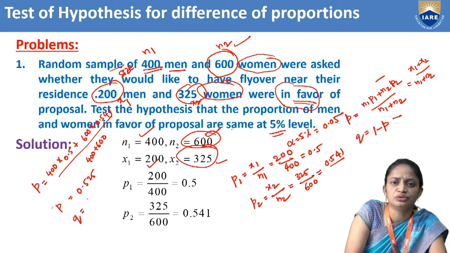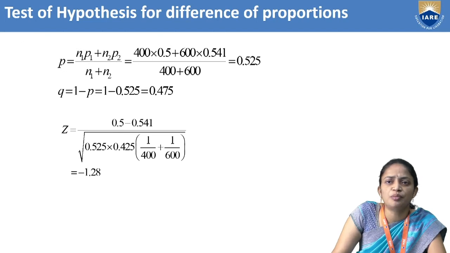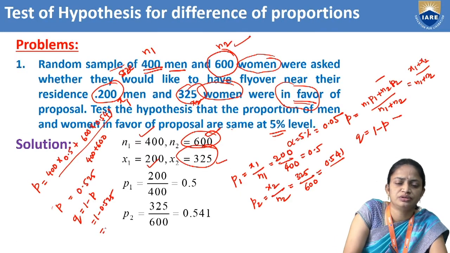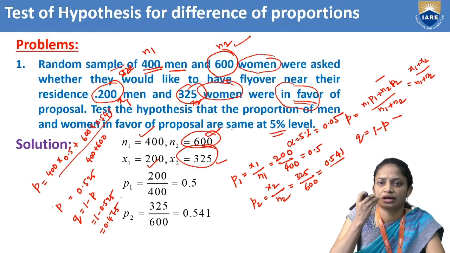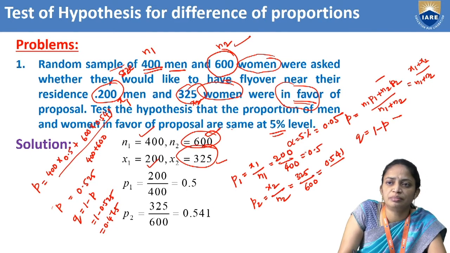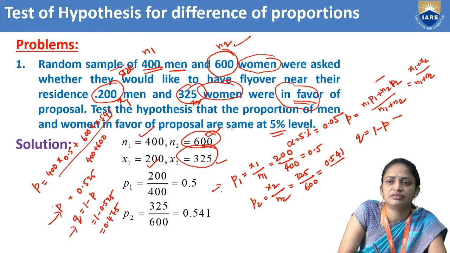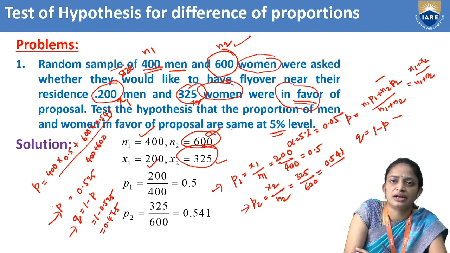So what about small q? Small q is nothing but 1 minus p. So 1 minus 0.525 is 0.475. So here we have calculated all those values: we have P1, P2, small p and small q, and also N1 and N2.